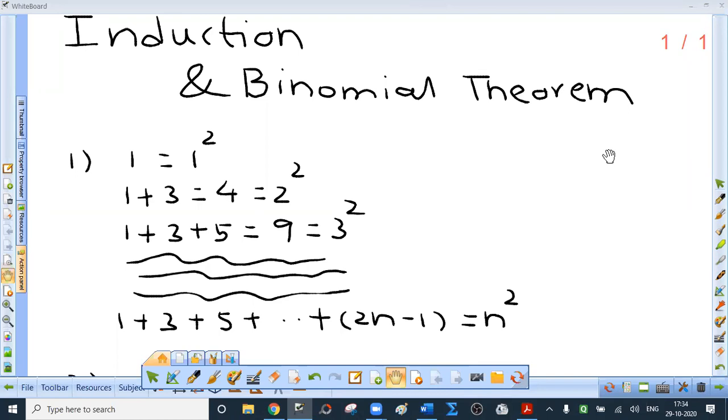Consider this. Let us find sum of the first n odd natural numbers. The first odd natural number is 1. Can I write 1 as 1 square? Yes. Then 1 plus 3, sum of the first two odd numbers, 4. Can I write this as 2 square? Yes. 1 plus 3 plus 5. Can I write this as 3 square? So, from this pattern, we can guess that sum of the first n odd natural numbers is what? N square. See, this is not the proof. This is just guesswork. Okay.